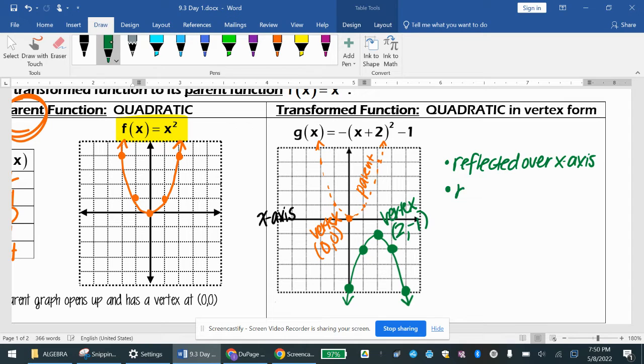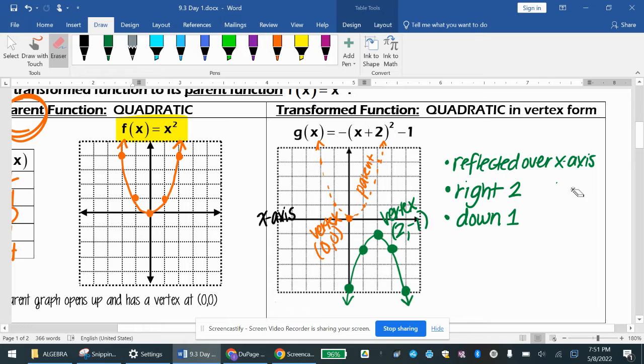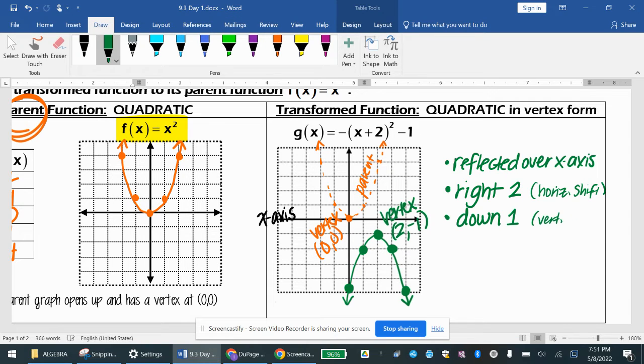I have to go right 2 units. Ese se llama shift. We call that a horizontal shift. And you have to go down 1, right? From 0, 0, de 0, 0 para llegar a 2, -1, vas a ir 2 a la derecha y 1 para abajo. 2 to the right, 1 down. Okay, let me be more specific. So this is a horizontal shift, and this is a vertical shift.